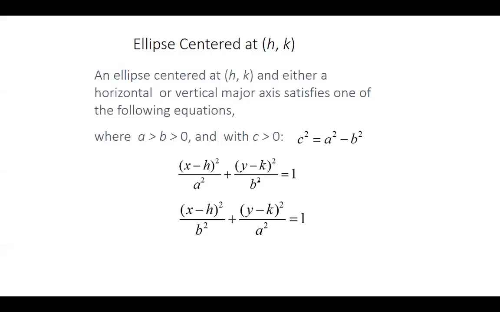An ellipse centered at h and k, with either a horizontal or vertical major axis, satisfies one of the following equations, where a is greater than b greater than 0, and c is greater than 0. For the ellipse, c squared would be equal to a squared minus b squared, and these would be the forms when the major axis is on the x-axis or y-axis. The only difference from the one with center at the origin is that we are going to add h and k here, so the center is not at the origin anymore.